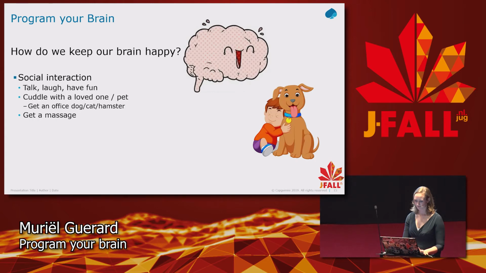Social interaction is also a good idea. It releases all kinds of relaxing hormones and neurotransmitters in the brain, like serotonin and oxytocin. Genuine laughing, but not fake laughing, relaxes your brain. The same goes for cuddling your partner, your child, but also your pet. If you love animals, it works with any animal.